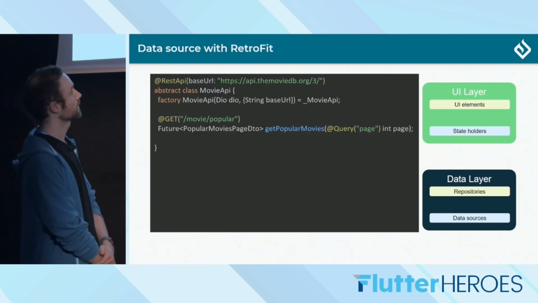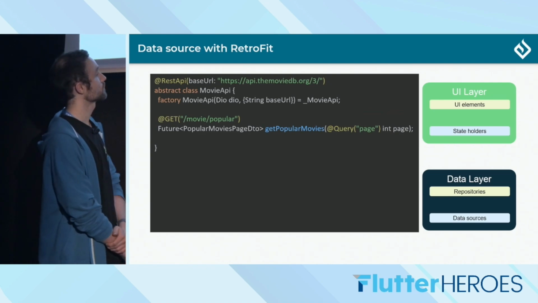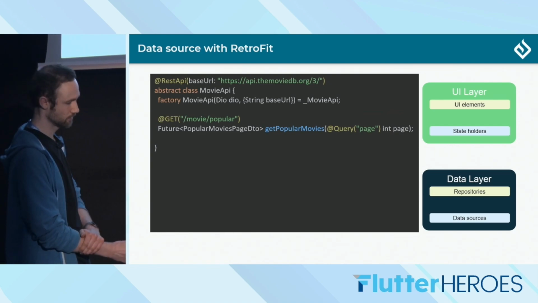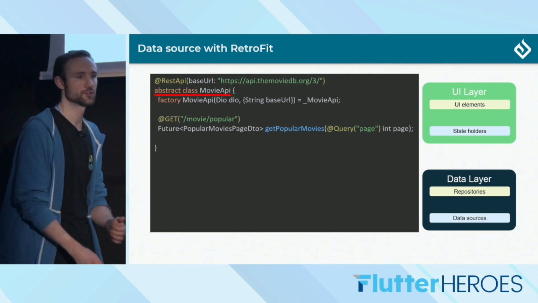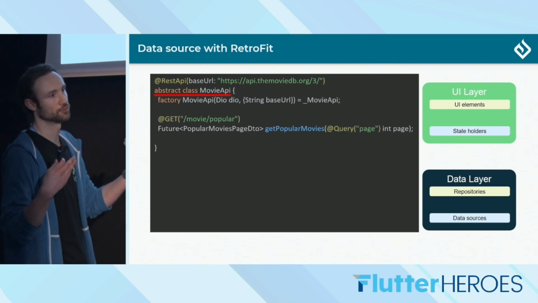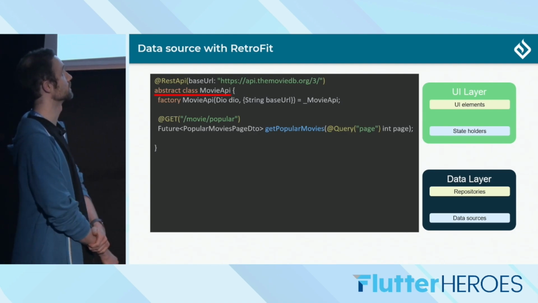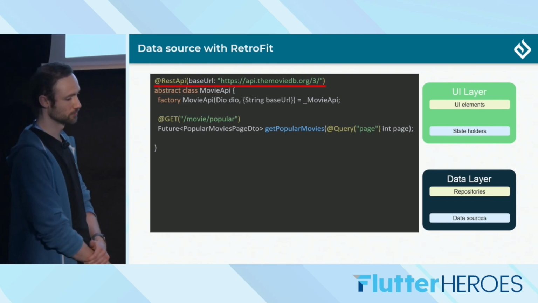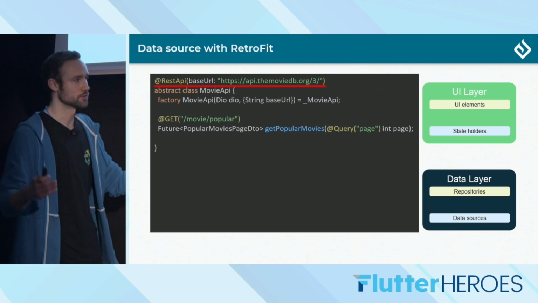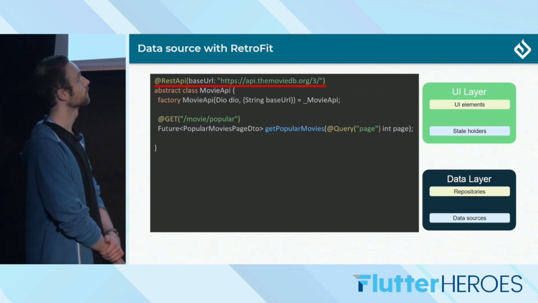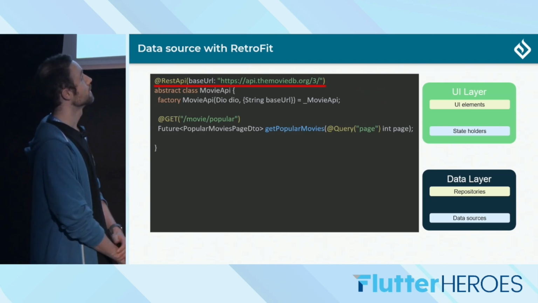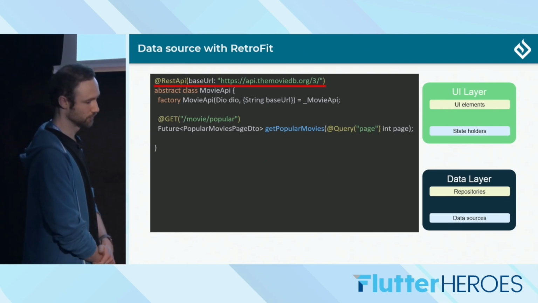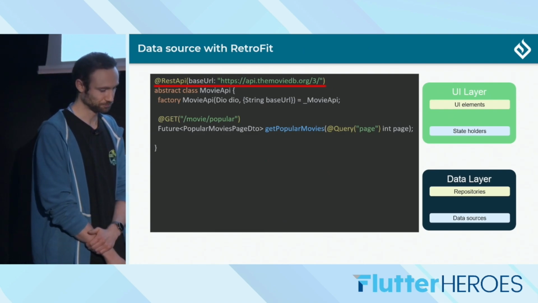So again, starting from the bottom to the top, we're starting with our data source. Here we have a data source called movie RP. This is where we are getting our list of movies for the popular movies list. As you can see, I'm using the library Retrofit. It's a library that allows me to use some annotations. In the end, it will generate all the boilerplate code needed to have a fully fledged HTTP client.